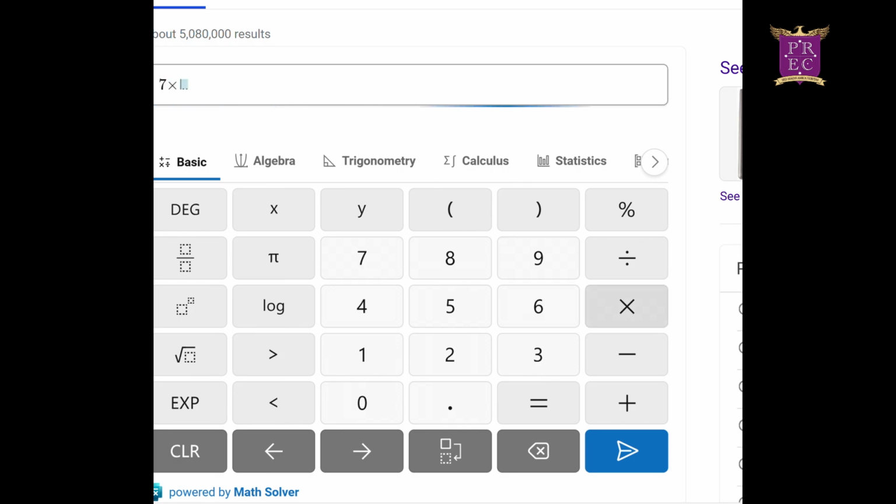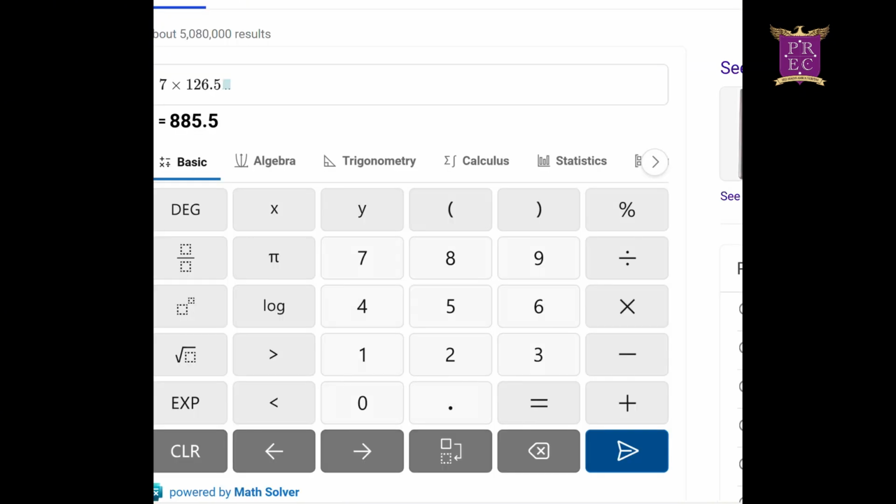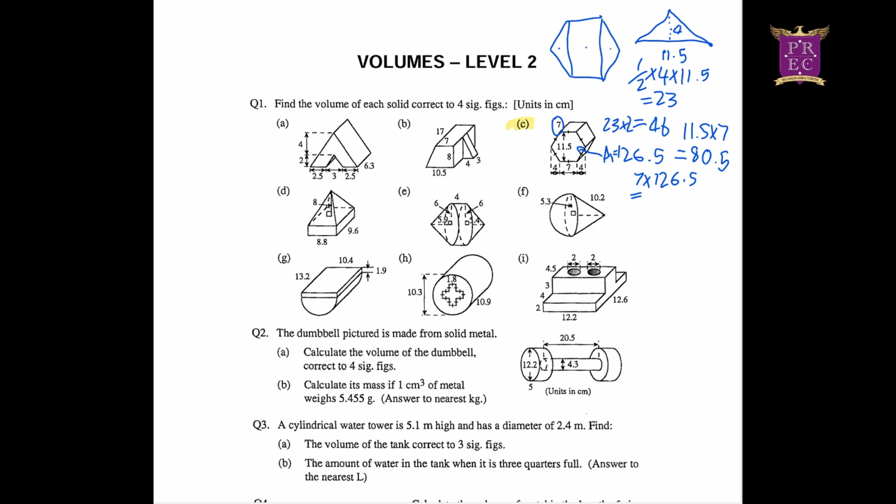7 times 126.5. Whoa. What happened? Which gives us 885.5. So we have 885.5 cubic centimeters. Remember, the units are in centimeters, so that's our first answer.